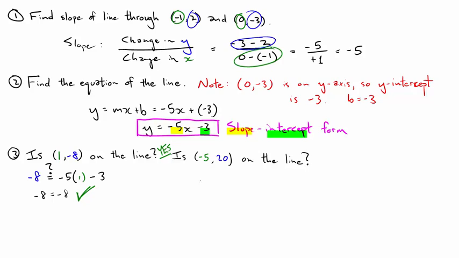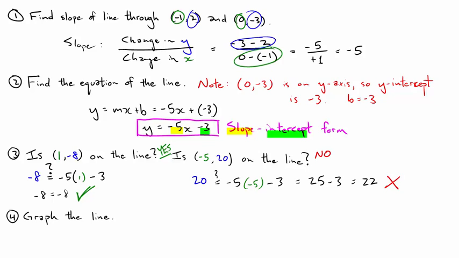For minus 5, 20, we repeat the procedure. We ask if y is 20 and x is minus 5, do we get an identity? Here we compute minus 5 times minus 5 is plus 25, minus 3, which is 22. Here the left-hand side is not equal to the right-hand side, so no, that point is not on the line.